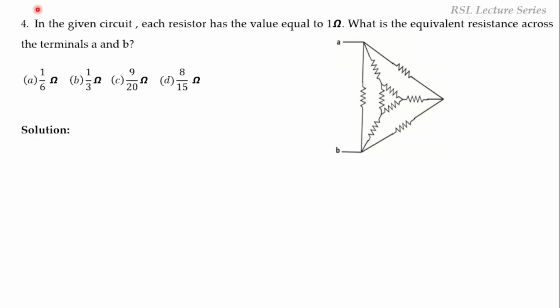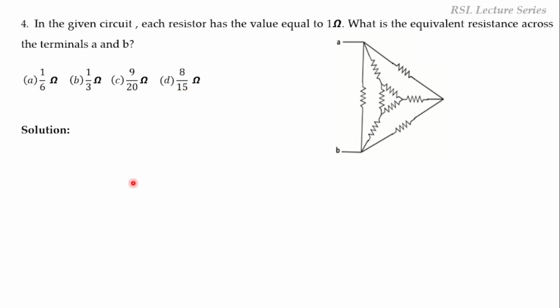So now the next one. In the given circuit, each resistor has a value of 1 ohm. So this is the circuit. Here it is a combination of star and delta connected resistors. All the resistors are of 1 ohm each. What is the equivalent resistance across the terminals A and B? So we have to find out the equivalent resistance across the terminals A and B. Here these are the options.